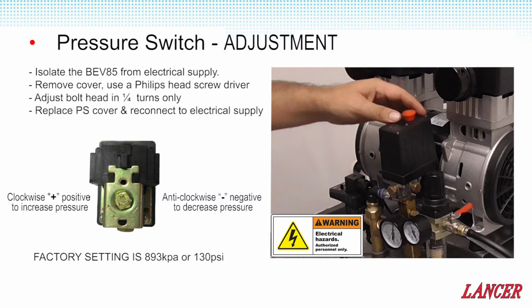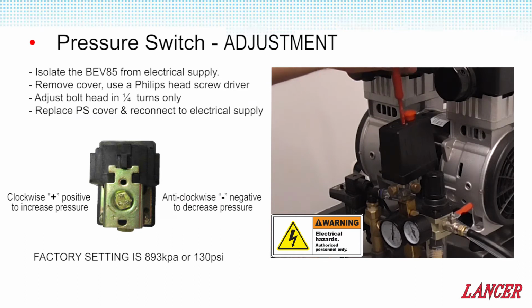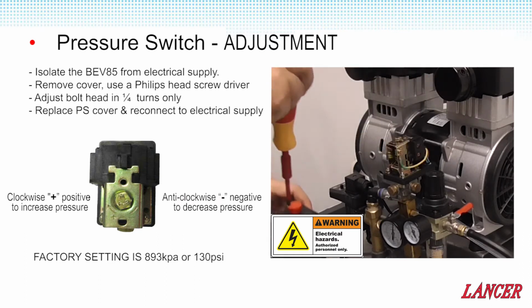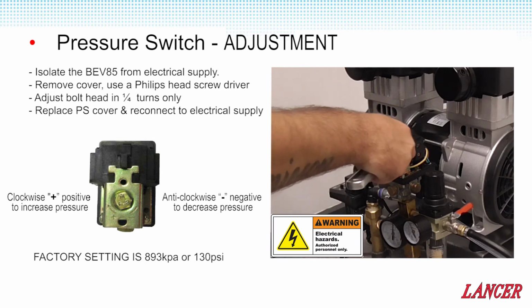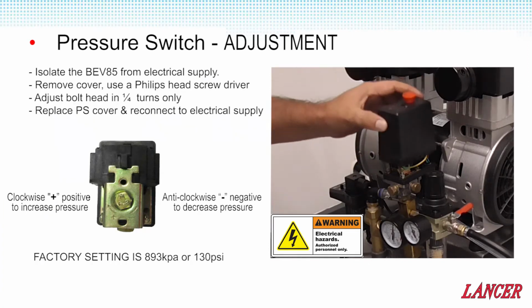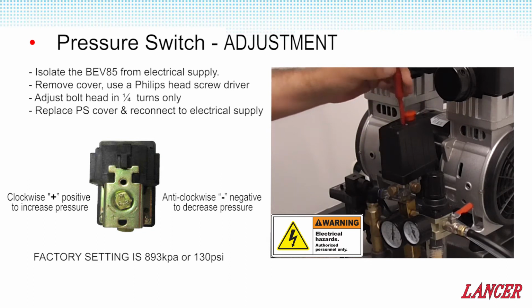If you have to adjust the tank pressure, please note the following. First, isolate the BEV85 from electrical supply. Then remove the cover and then make only small quarter-turn adjustments to the required pressure. Clockwise for more and anti-clockwise for less. Then put the cover back on, plug it back in and run the unit. Please note that you can only adjust the maximum tank pressure. You cannot adjust the differential.